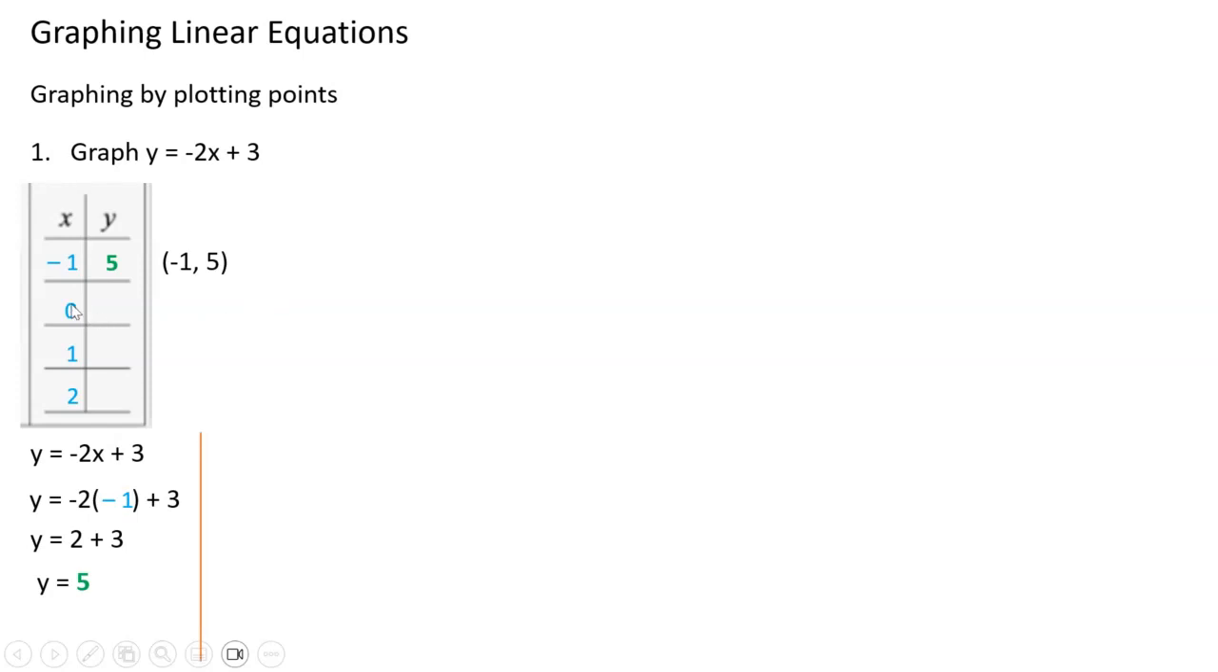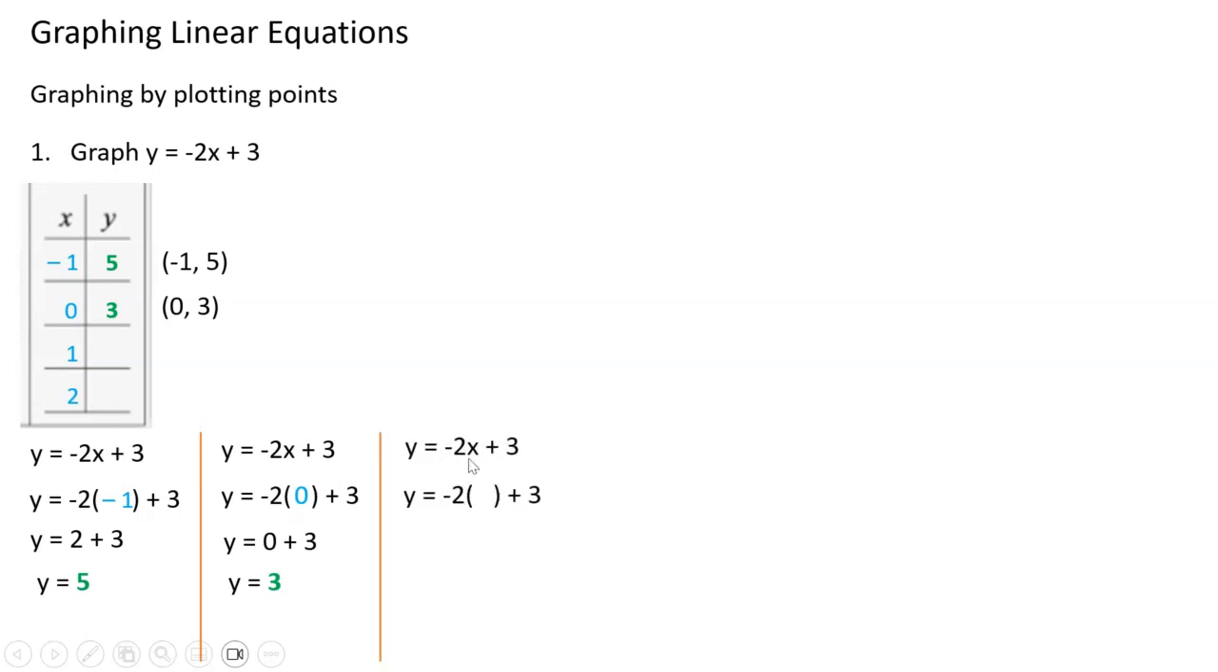And we repeat the process for x equals 0, x equals 1, and x equals 2. So when x equals 0, all we do is plug in the 0 for the x. So it's going to give us 0 plus 3, so y equals 3. So when x is 0, y is 3, and the ordered pair is 0, 3. Now, let's repeat the process. So now x equals 1. So we're going to plug in 1 where the x goes. So it gives us negative 2 plus 3. So the result will give us y equals 1. So when x is 1, y is 1. The ordered pair will be 1, 1.